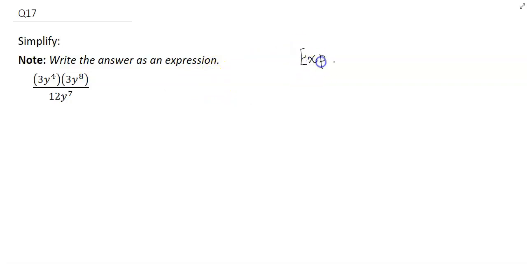As I use the rules, I will write what I'm using. The first one that I'm going to use is that if I have two bases that are the same, and I multiply each other, I keep the base and I add the exponents, is what I did here. So let's see if I can do this here.